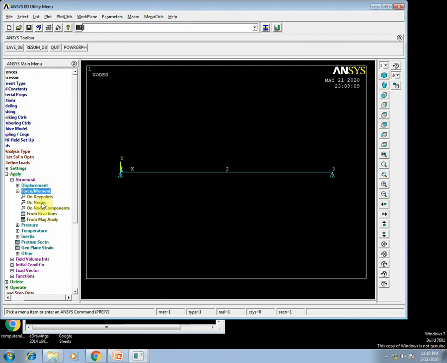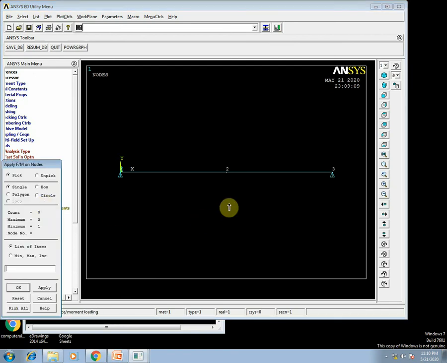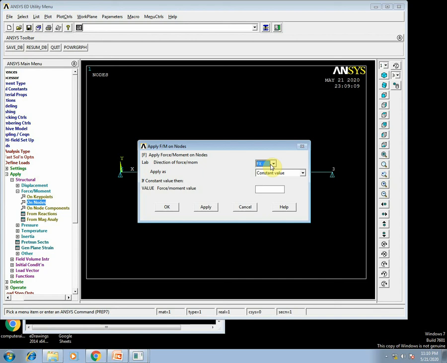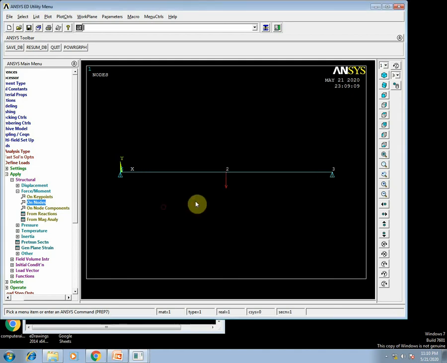The load is acting at the center. Force/moment on node. The center point is 2. The load is acting in the downward direction. I am taking Fy. Downward means it's minus 20 kilonewton. Okay.